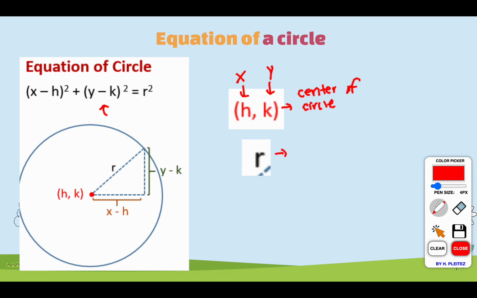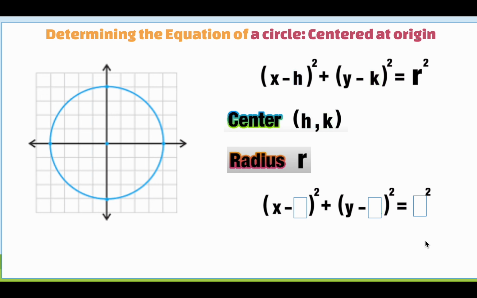And then r, you could probably guess, stands for your radius, right? These are the two defining things. You need the center of your circle and the radius of your circle. Once you have those two things, you substitute those values right into this equation, and there's your equation of your circle. So we're just going to get right into an example.